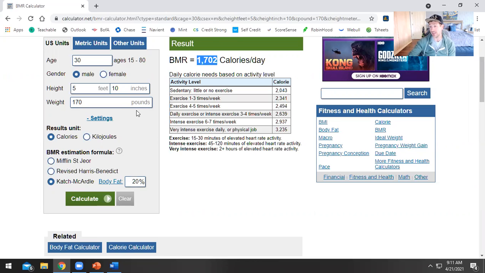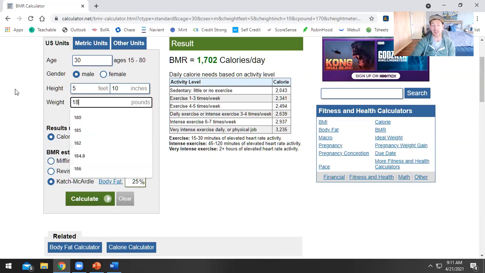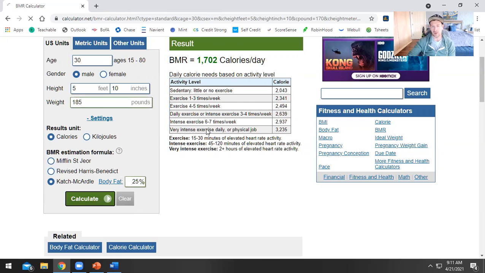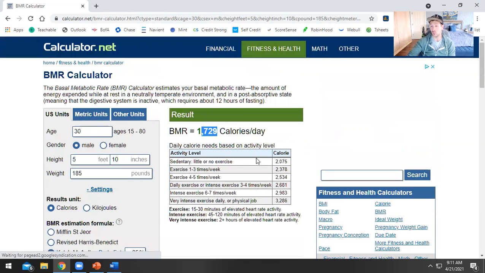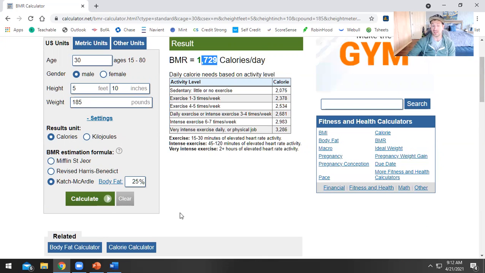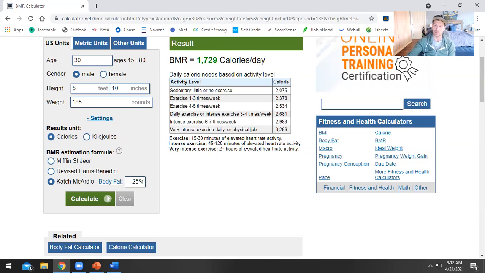Now, eventually that's going to tip, right? Because fat does burn calories. It's still there, right? If this person was 25% body fat and they weighed 185 pounds, that's 1,729 calories. So we can see that just being heavier, even with a higher body fat, can still be higher than our other number, right?